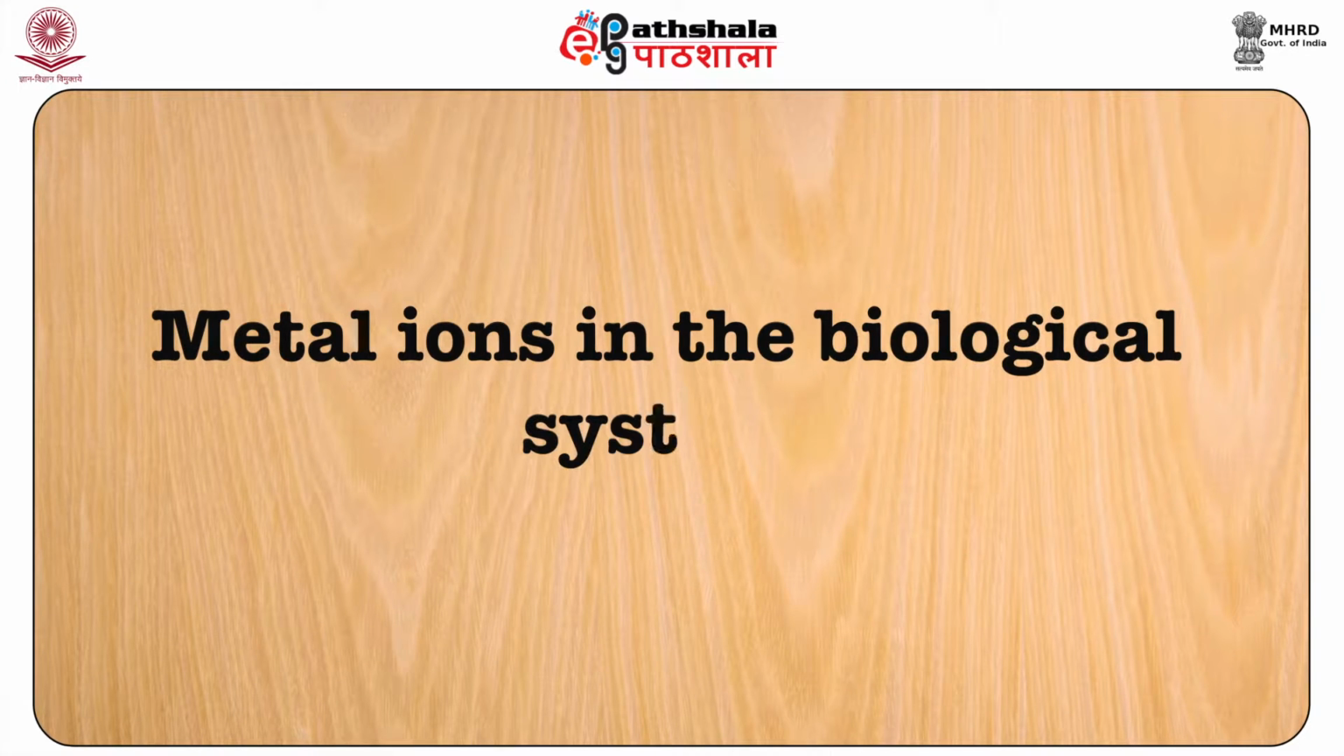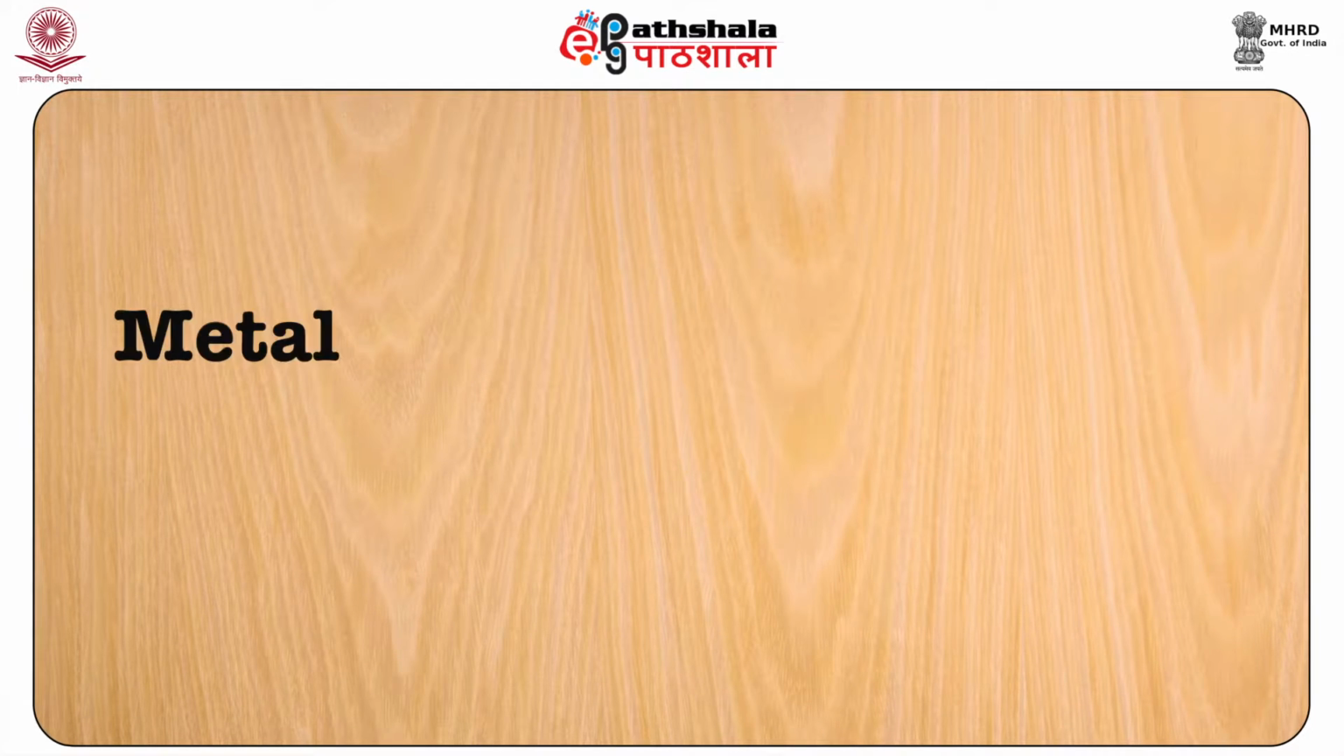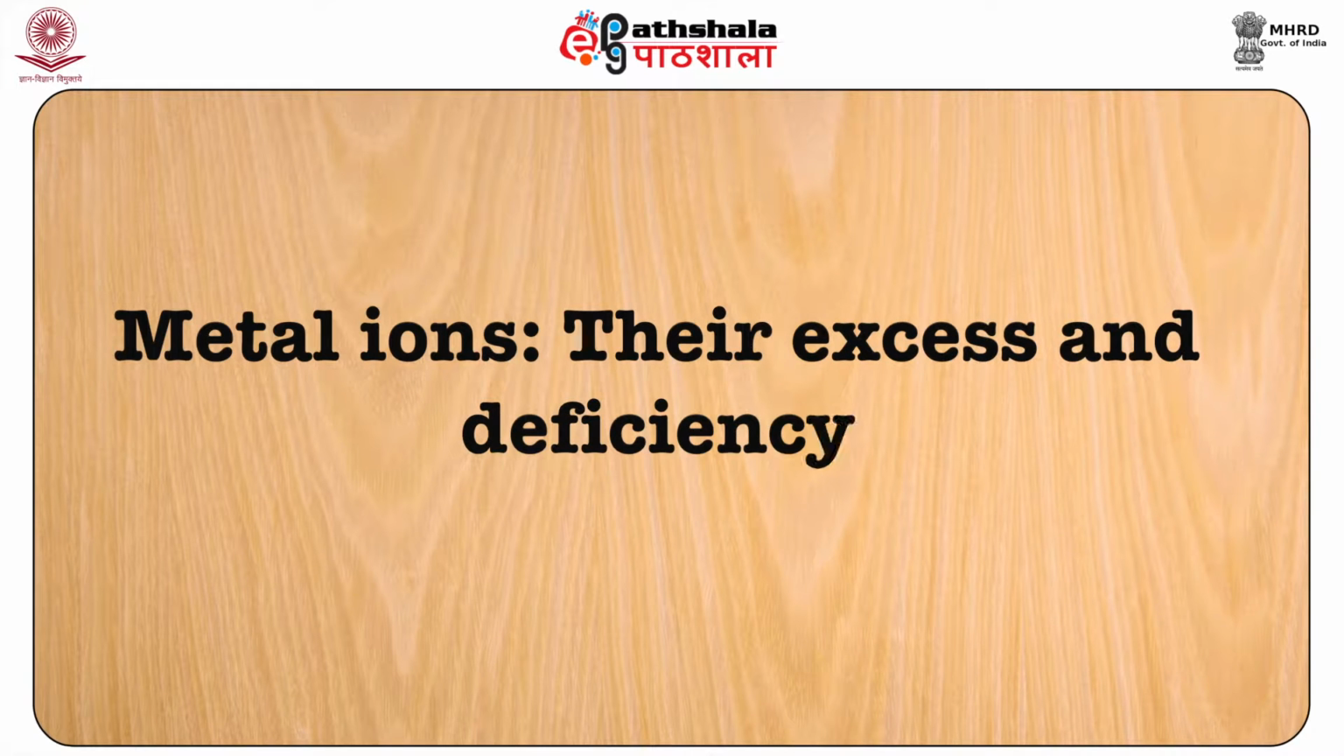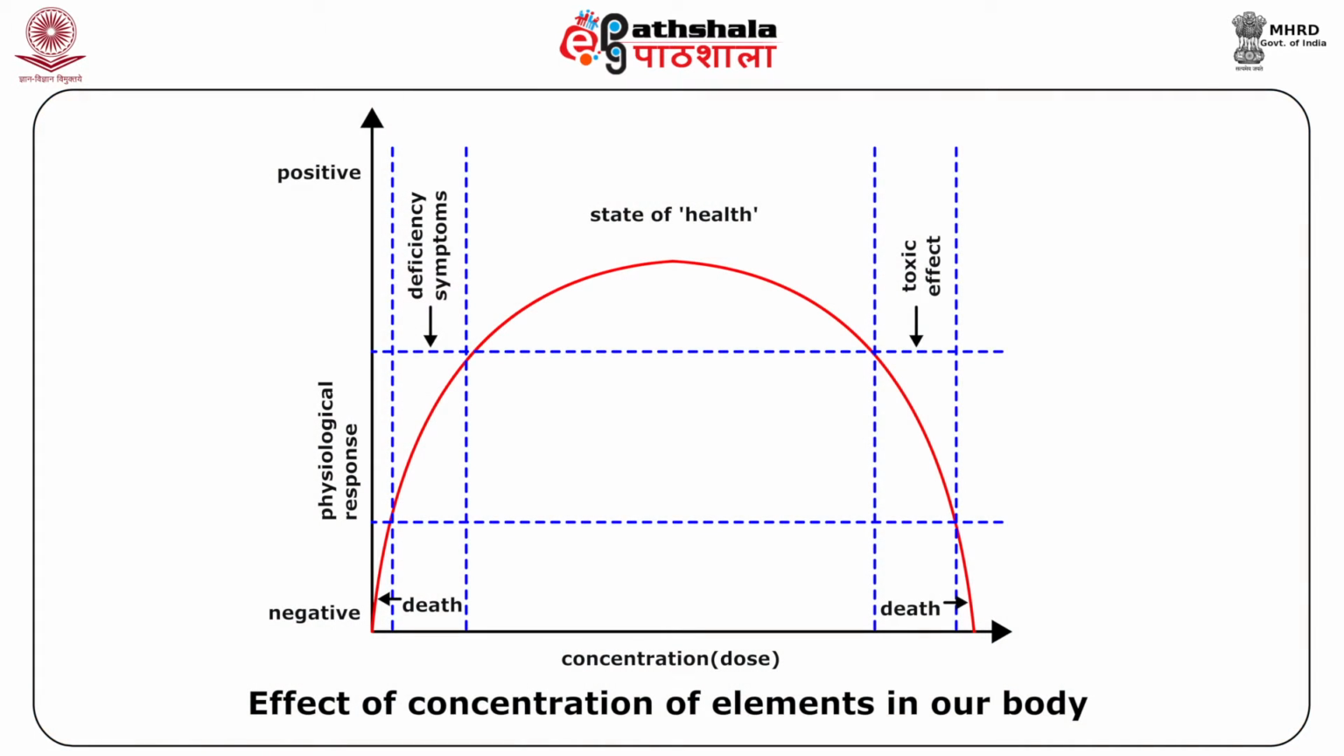Metal ions in the biological system. Metal ions, their excess and deficiency. Concentration of metal ions in our system is controlled within very fine limits. This control is generally exercised by certain biological complexing agents. The deficiency or excess of metal ions causes disorders, which lead to various diseases. This can be seen in the figure.